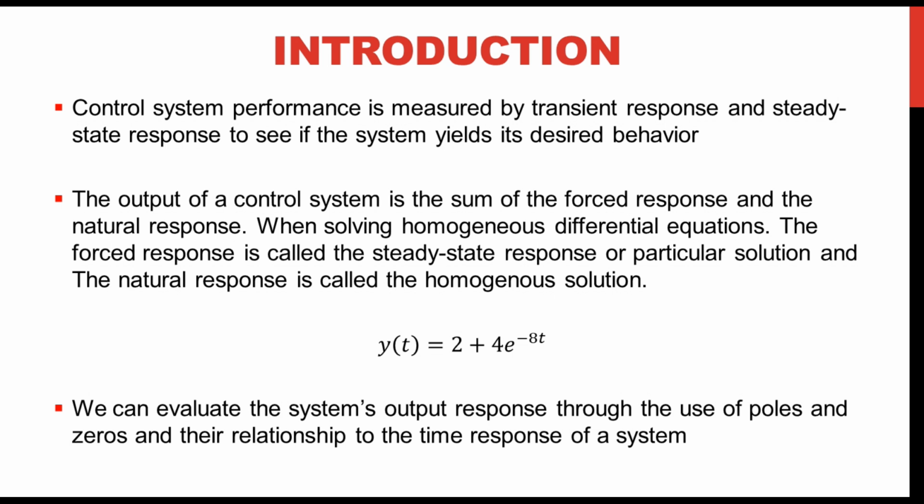In the equation below, y of t equals 2 plus 4e to the minus 8t will be the solution to a homogeneous differential equation. The 2 in the equation will represent the forced response, and 4e to the minus 8t will represent the natural response. We can evaluate the system's output response through the use of poles and zeros to observe their relationship to the time response of a system.